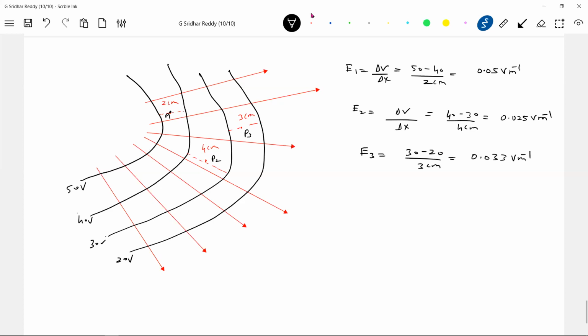Look at the field strength. This average is not exact, because again here the field will be variable. Average fields, I'm predicting here.